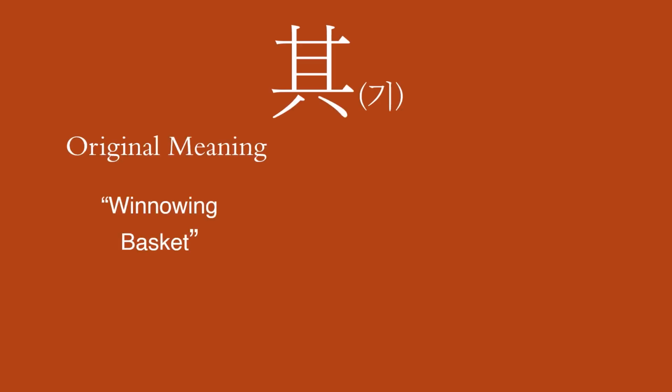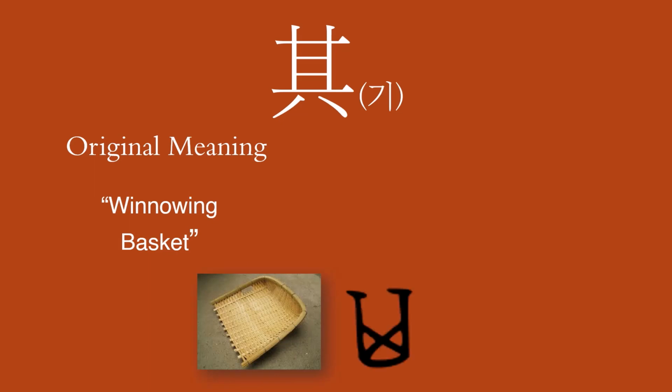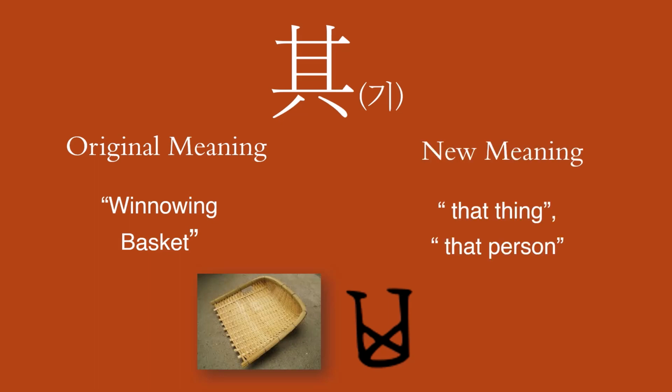An example in Hanja would be this character, ki, which originally means a winnowing basket, if you see its earliest form, and is a pictographic character. It was borrowed to write the word for that thing and that person for their similarity in sound.